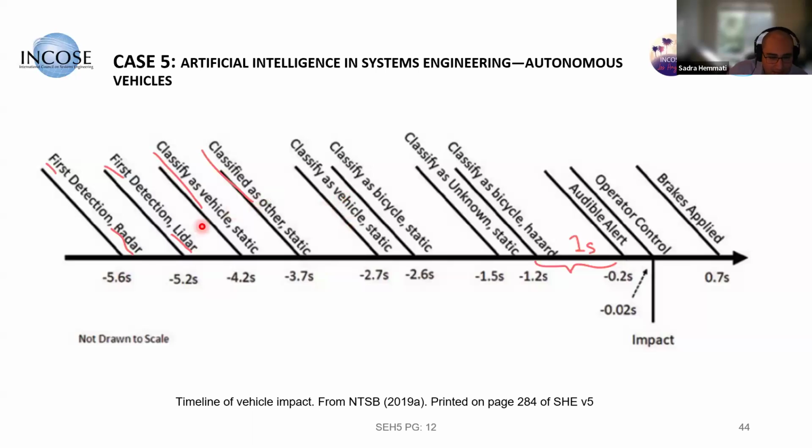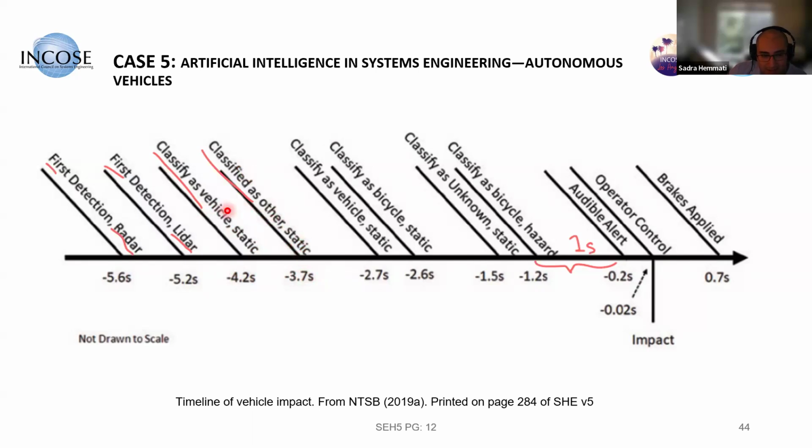So here's the sequence of events. This is the impact. 5.6 seconds before that was the first time the radar detected something. It didn't know what it was, it just detected it. At minus 5.2, the LiDAR detected it, and the first classification or label was a static vehicle, a non-moving vehicle. But then 0.5 seconds later, it changed the classification to other static.